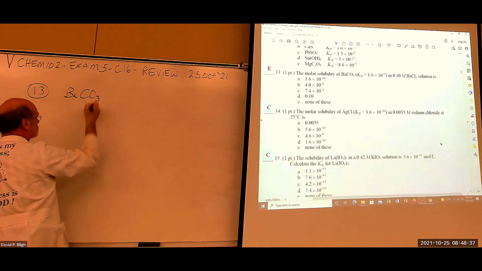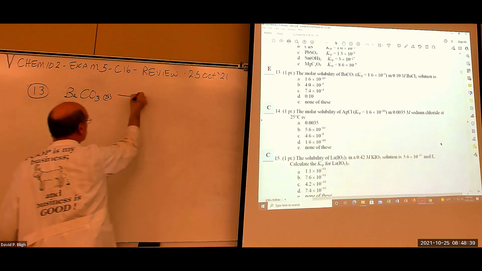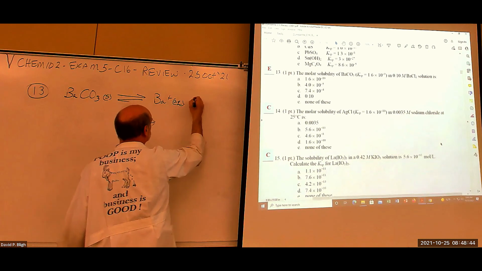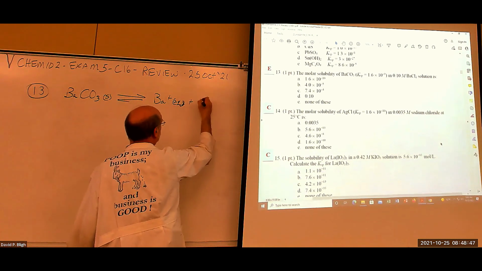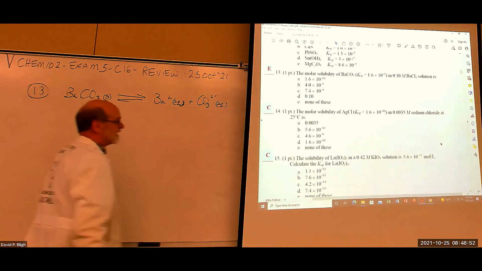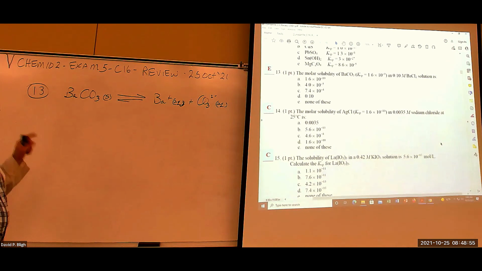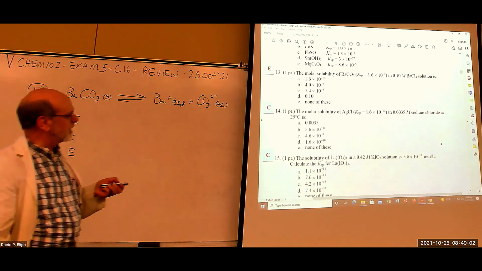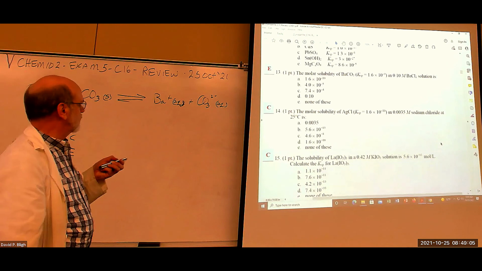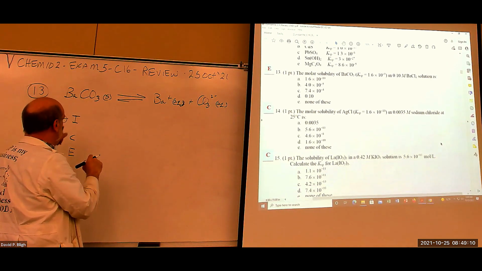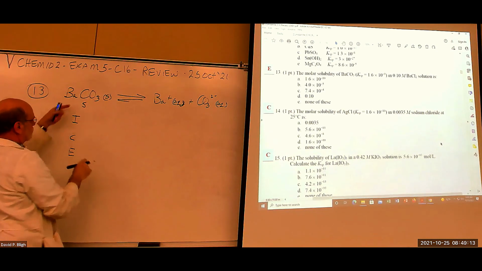Barium carbonate, did this one before, makes barium ions plus carbonate ions. Okay. So this one does need a nice table. The question is what? Molar solubility. All right. So we want to know what is S for this thing.